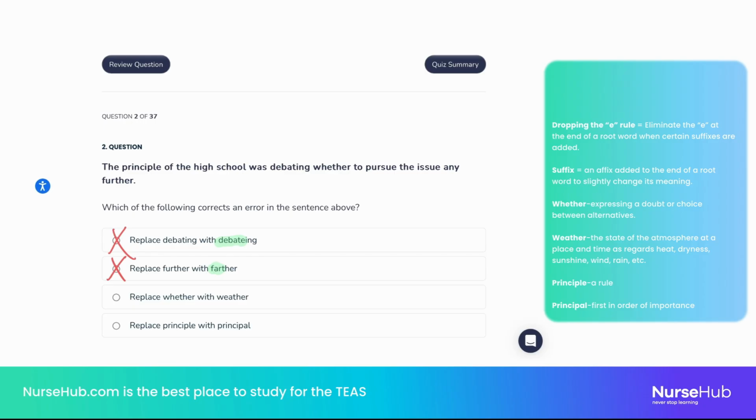Now, whether with weather, the sort of weather that is here in our option is the sort of weather that is like the sunshine. Oop, I don't want green there. The sun is not green. I want yellow. That is that sort of sun, right? And whether is whether or not, the option between two things. So that one is also correct.